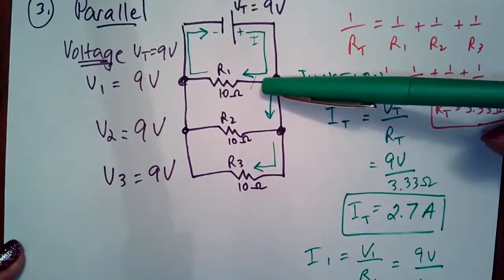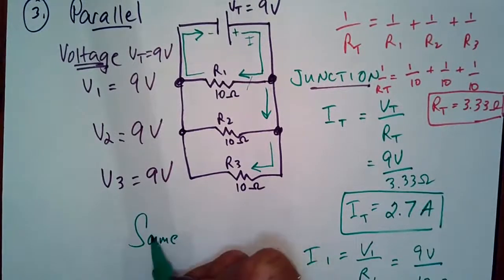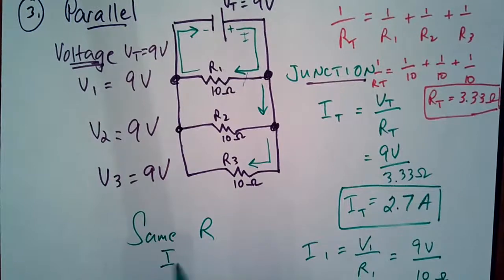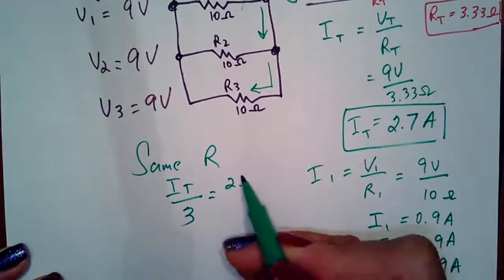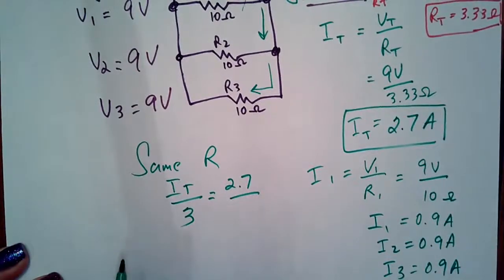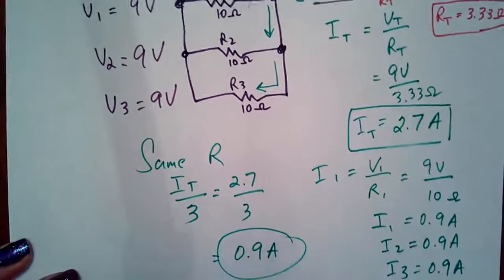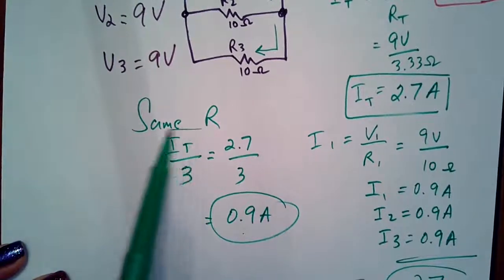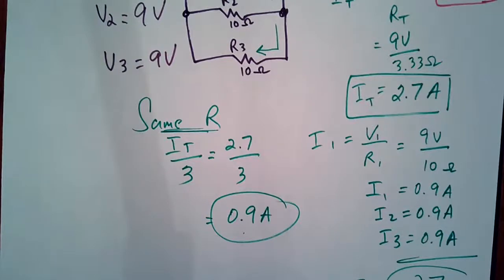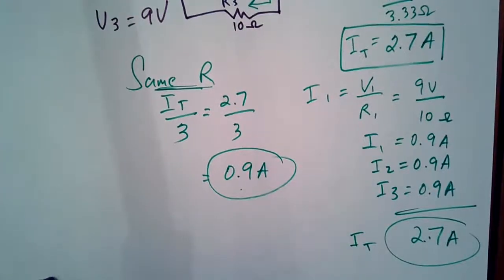The total current is 2.7 amps for the entire circuit. And if you look at this, because each one is the same, another way, because they have the same R, you could just take the total IT and divide that by 3. That gives you 2.7 divided by 3, which is 0.9 amps. So this is another way of calculating the individual current because you know that they have the same resistors. If they have different resistors, what do we do? Well, then we'll have to calculate each individual one using Ohm's law.